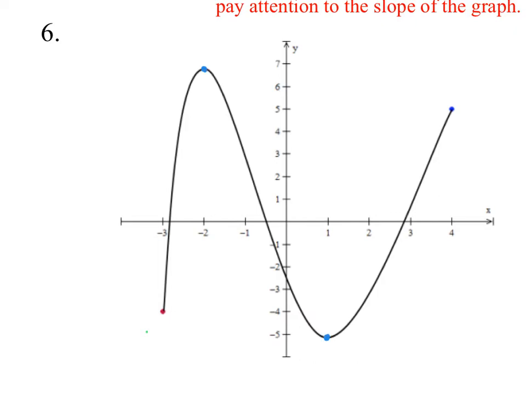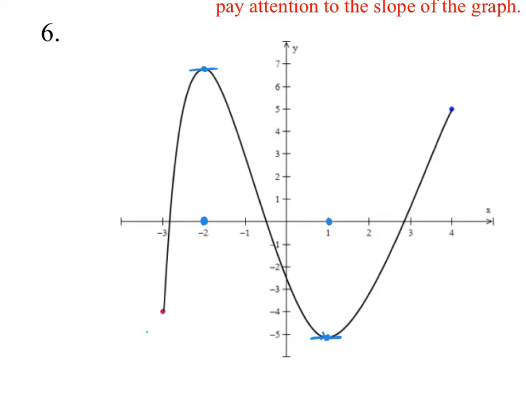And what I know is if I do a tangent line at the max or at the min, I'm going to have a slope of 0. What that means to me is my derivative graph will have a 0 at those points. So I'm going to have x-intercepts at negative 2 that relates to this maximum, and another one at 1 that relates to this minimum. Next, I would pay attention to increasing and decreasing intervals.